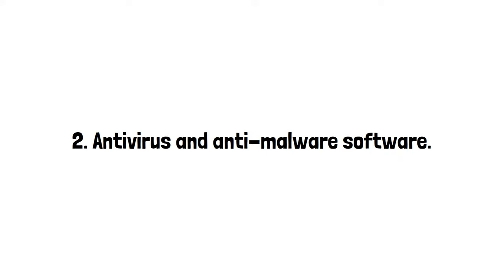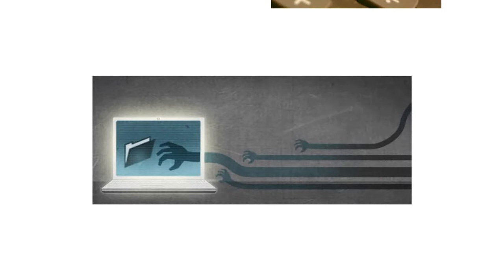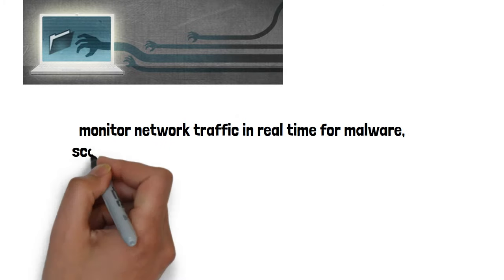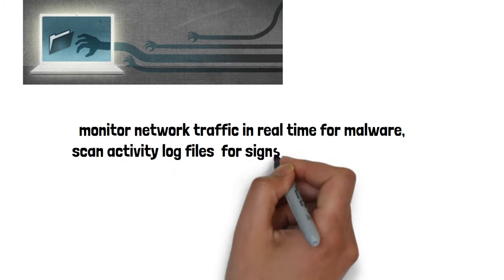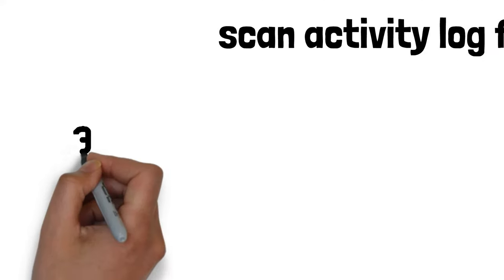Number 2 is antivirus and anti-malware software. Malware, or malicious software, is a common form of cyber attack that comes in many different shapes and sizes. Some variations work quickly to delete files or corrupt data, while others can lie dormant for long periods of time and quietly allow hackers a backdoor into your systems. The best antivirus software will monitor network traffic in real time for malware, scan activity log files for signs of suspicious behavior or long-term patterns, and offer threat remediation capabilities.